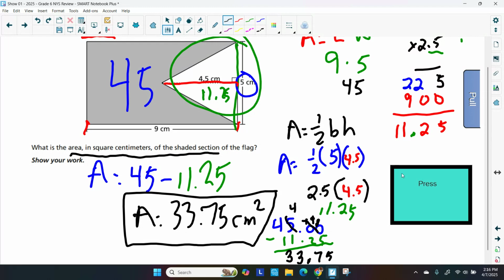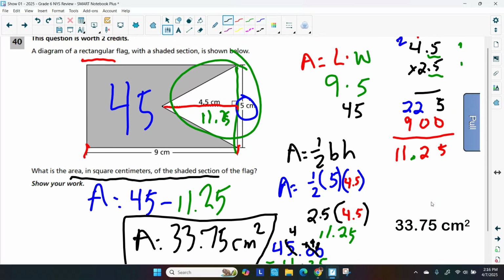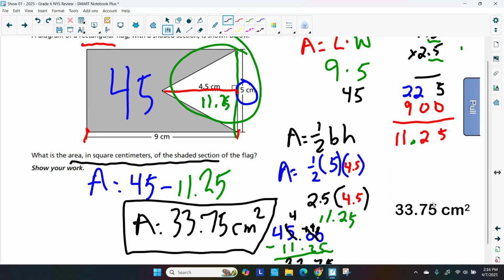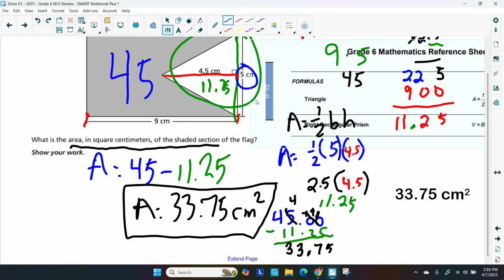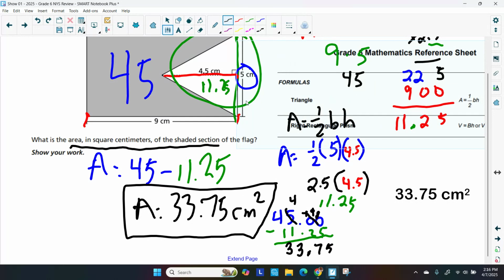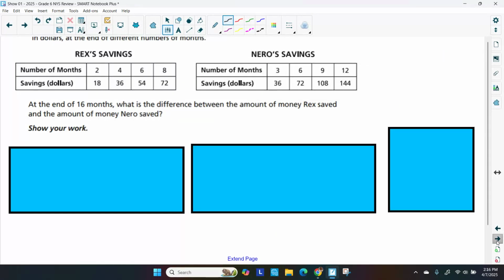Wow. And let's press. 33.75 centimeters. That's a lot. How many points was that? Only 2 points? Oh, they should have gave us 4-point credit for that. So that was a great question. Finding your areas. What's nice is, again, they did give us a formula sheet, so use your reference sheet if you don't know that area formula for the triangle. So that could help you out a lot. All right, so let's see what's next.